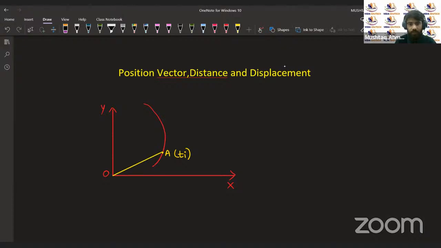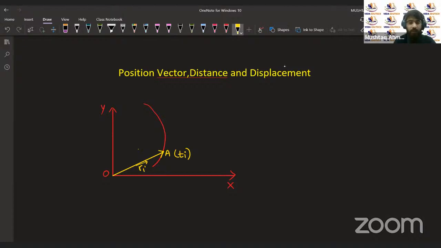So at time ti, that's the initial time, this is the position of this particle. Let's suppose that we denote this position of this particle with Ri. So this is the initial position of this particle, right? At time ti, our particle, moving along this curved path, is at the position Ri. And Ri is nothing but the position vector. Position vector is the position of a particle with respect to the origin of a Cartesian coordinate system, right?